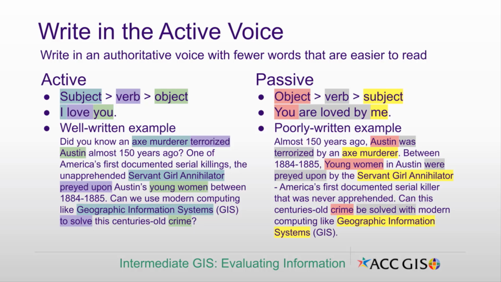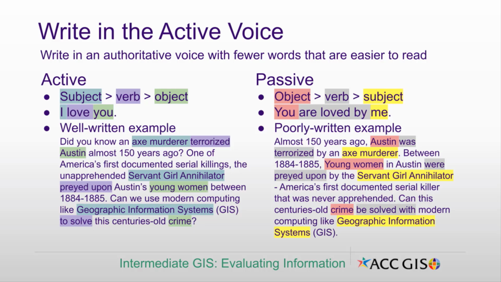Now, I've provided you with a well-written example and a poorly written example of the active and the passive voice. This example is an executive summary that I wrote to describe the geoanalyzing a serial killing demonstration we did last week. And this is the opening paragraph from that executive summary. In the poorly written example, I lead off with a sentence that states, Austin was terrorized by an axe murderer. This is in the passive voice. The axe murderer is the one that initiated the terrorism against Austin, not that Austin attracted the axe murderer.